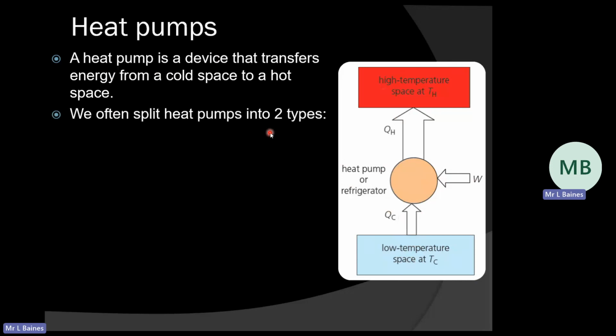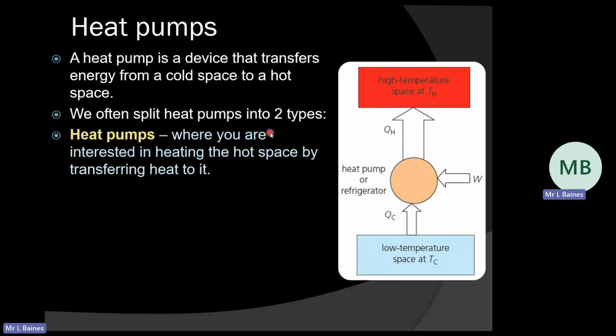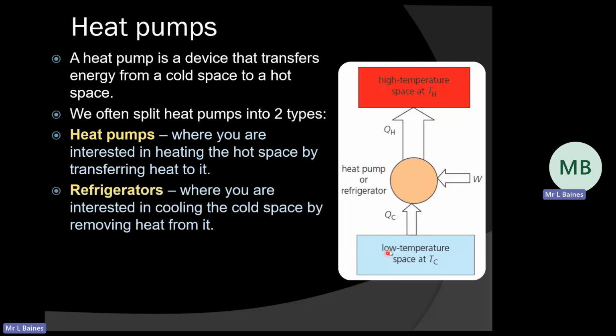We split these into two types. We've got heat pumps, where we're interested in heating the hot space, and we've got refrigerators, where we're interested in making the cold space colder. What's really important to realize is these are pretty much the same thing. They work in the same way. Both of these are taking energy from a low temperature space and putting it into a high temperature space. That's what a heat pump does.